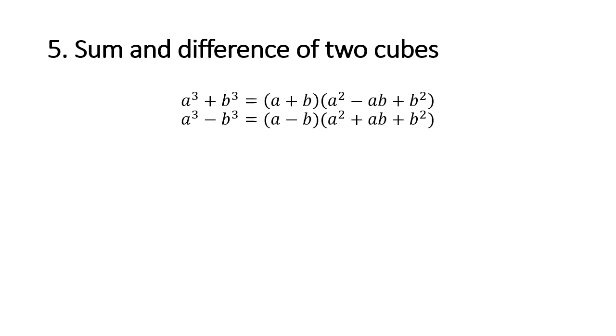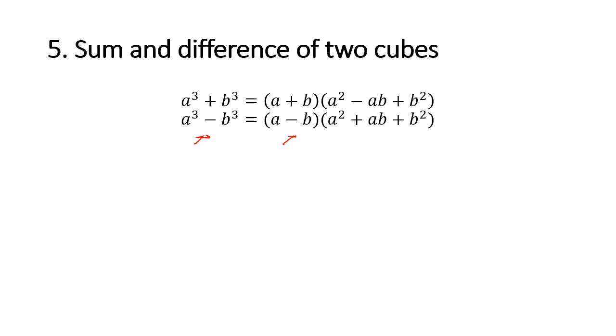So we have here the sum and difference of two cubes. Similar to your special products, but it is the reverse. So you have a cubed plus b cubed is equal to the quantity a plus b times the quantity a squared minus ab plus b squared. If you have a subtraction operation, you simply change the sign. So you have a minus b times the quantity a squared plus ab plus b squared.